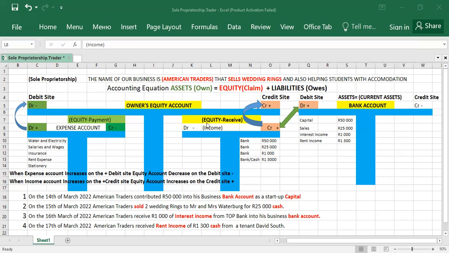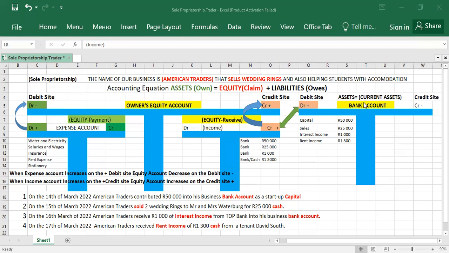Let us come to the income account. We all know that the income account increases on the credit side and the income account decreases on the debit side. Now, when the income account increases on the credit side, what is happening with the owner's equity account? The owner's equity account will also increase on the credit side.